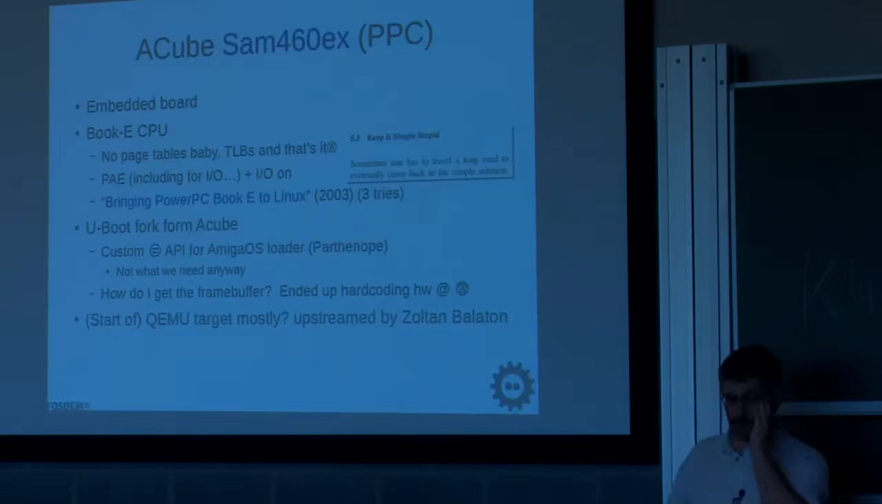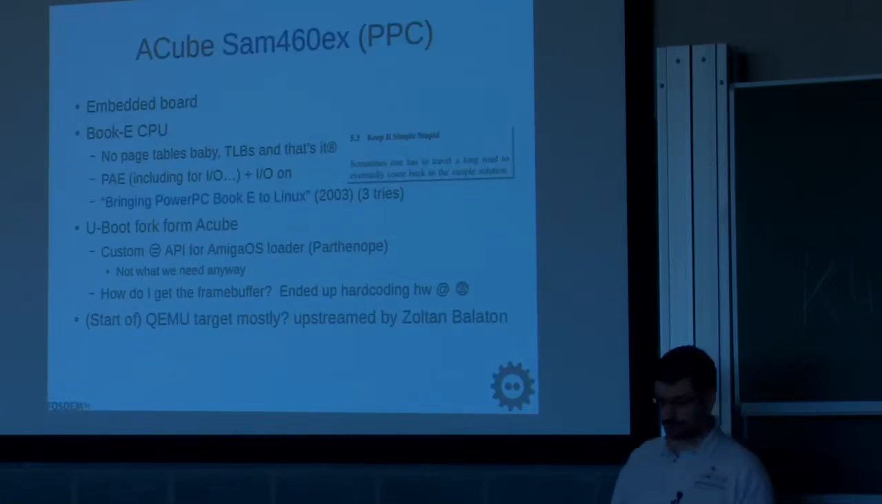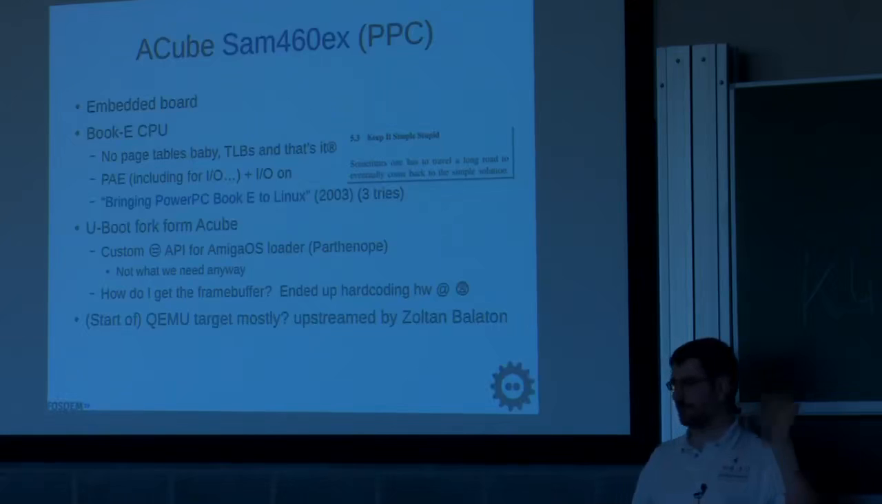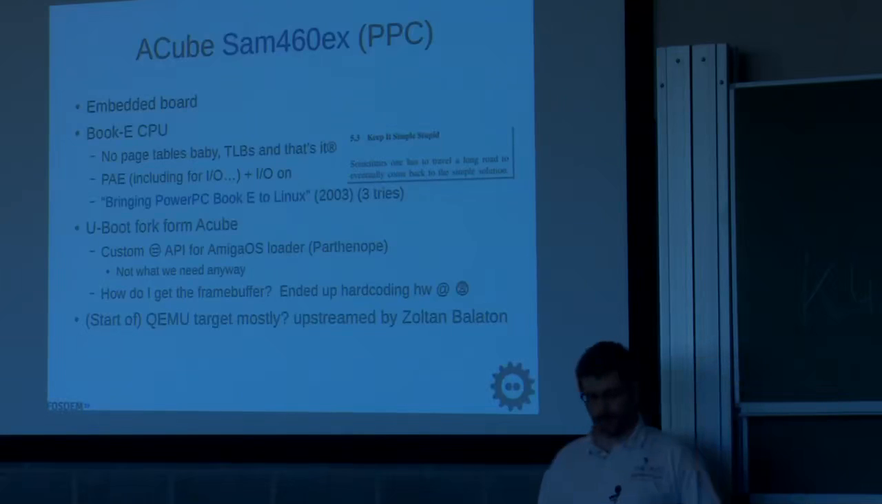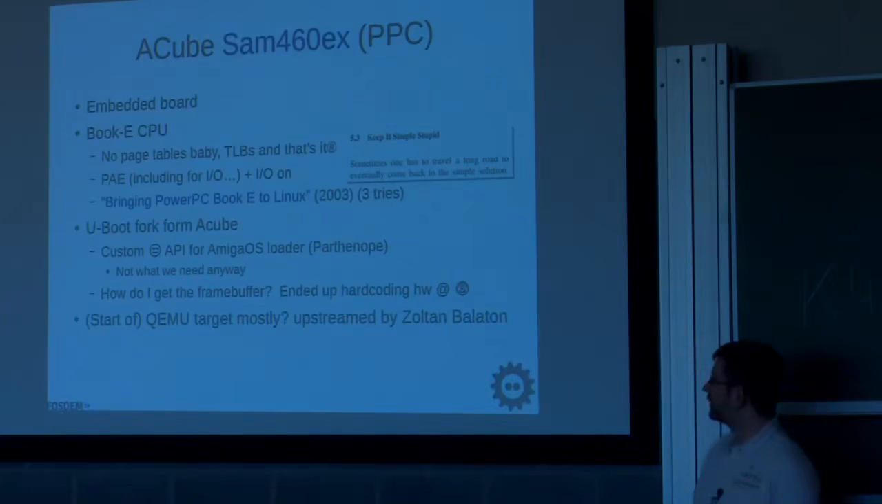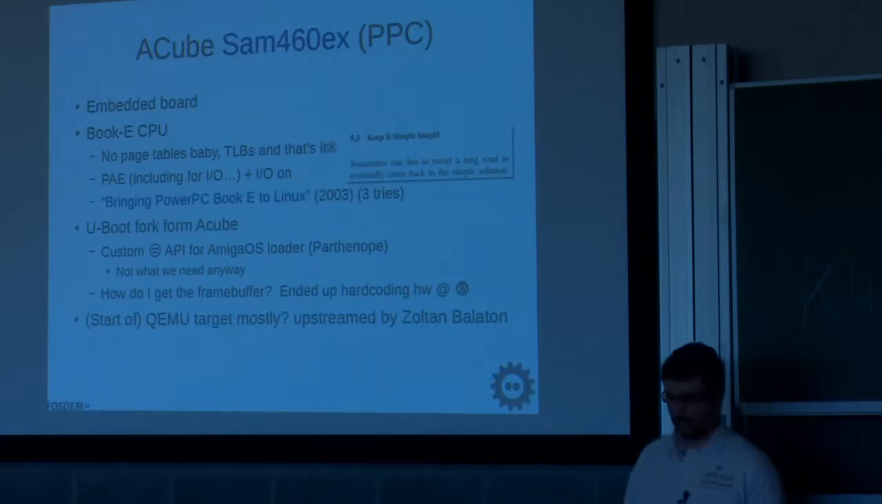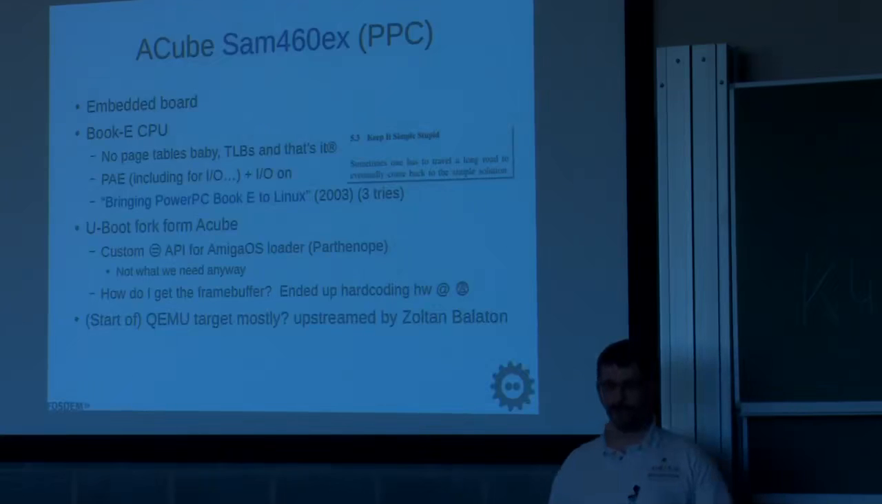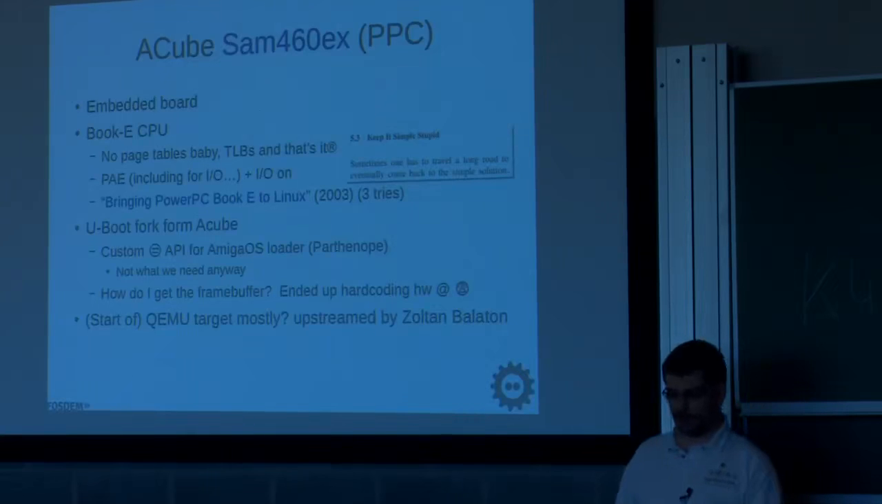The SAM board, it's an embedded board. It's also used for Amiga OS fans. And, well, it's a Book E CPU, so for those who don't know, it's not like the G3, G4 line of CPUs. It's very different. Basically, it's a very limited MMU. You just have the TLBs, so you have to actually fill the TLBs manually.